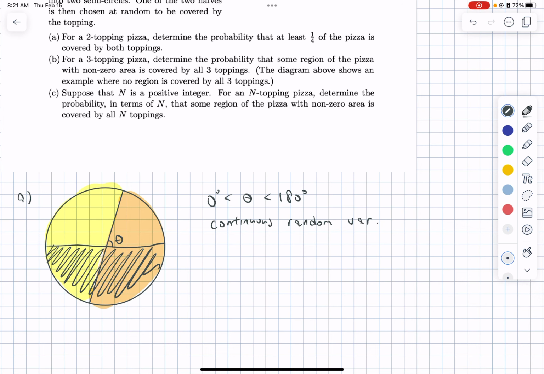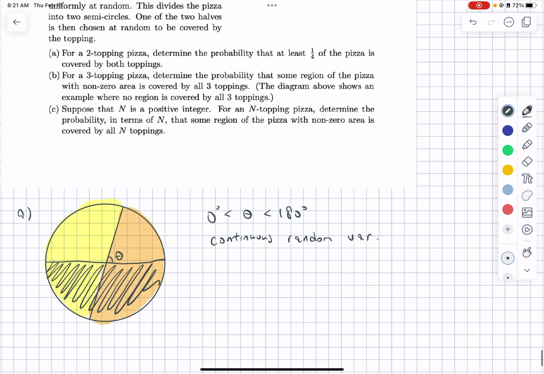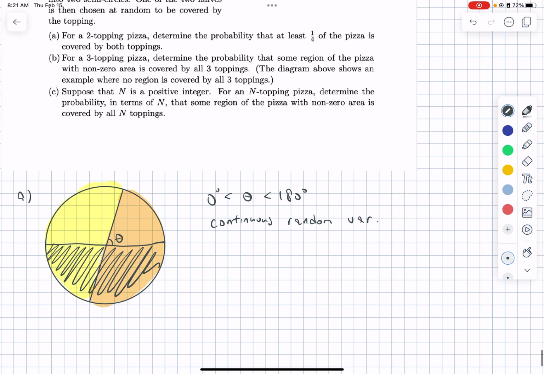So to determine the probability that at least a quarter of the pizza is covered by both toppings, we can look at the diagram here. So in this case, yellow does not cover a quarter of the pizza with both toppings, but orange does cover a quarter of the pizza with both toppings. So the key observation here is that no matter what theta is, there's always one configuration such that at least one quarter of the pizza is covered by both toppings and one configuration where it isn't.